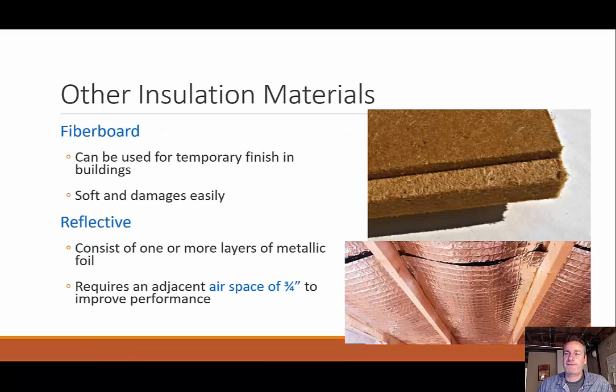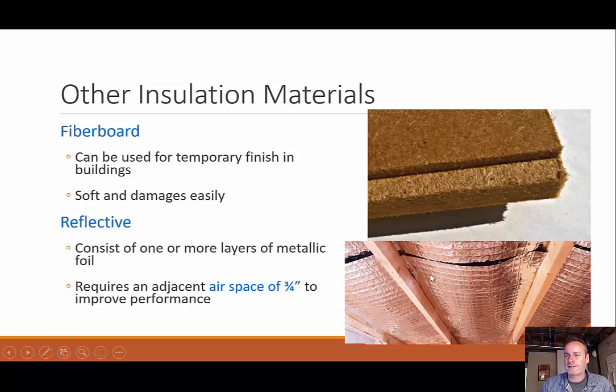Other insulation materials, we could have fiberboard. This is a picture of fiberboard right here. It's more used in temporary buildings, so it's not something that we consider to be a long-term solution. It's very fragile, soft, damages easily. If you bend it at all, it just breaks apart on you. It doesn't have the highest R value either, but it's very inexpensive, and if you need like a shed or something like that, and you need a temporary insulated structure, you could use fiberboard for something like that.